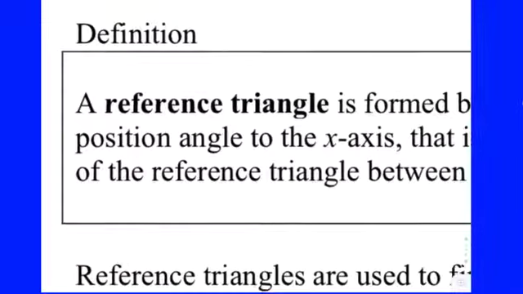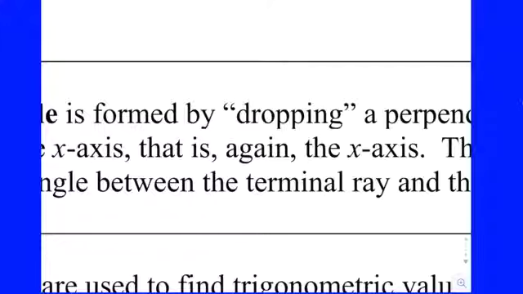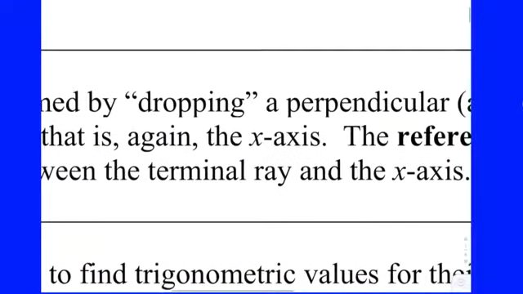So what we're going to define now is a reference triangle. It's like a reference angle with a tri in front, right? So a reference triangle, try, which means what? Attempt, right? A reference triangle is formed by, quote-unquote, dropping a perpendicular, which I always just say drop a perp.